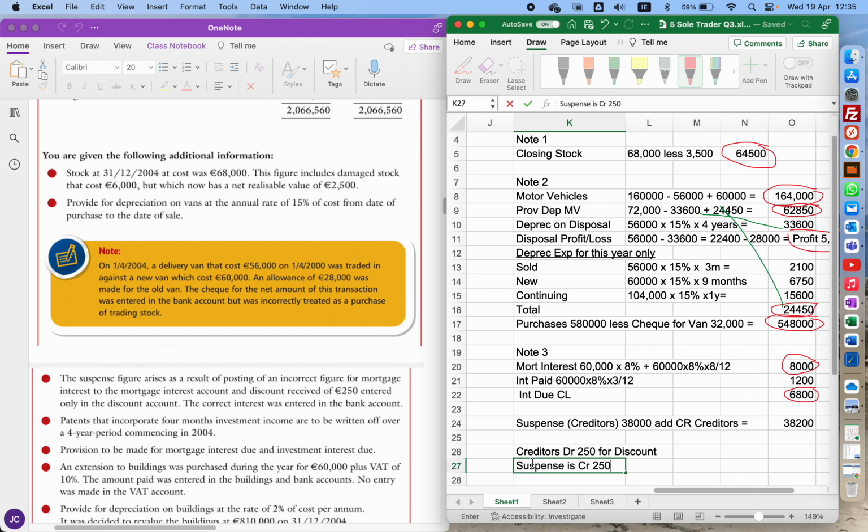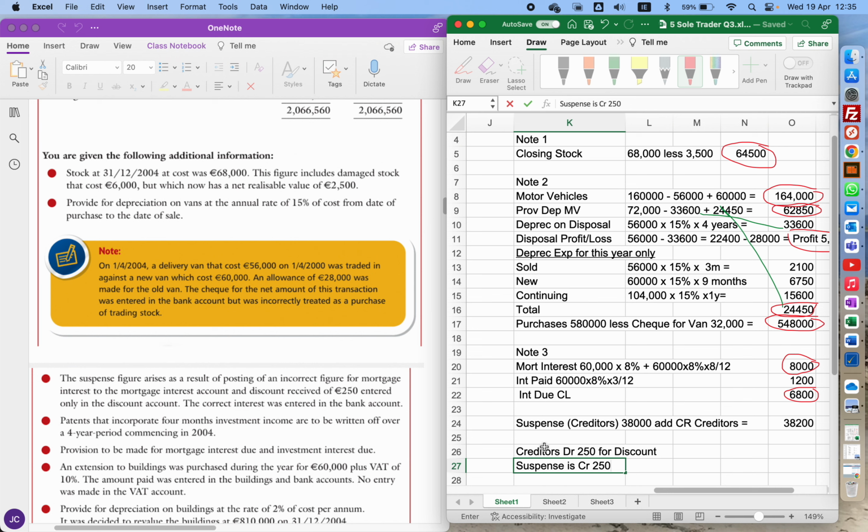The only problem with this is that creditors in this question is suspense. So what does that mean? They're actually going to cancel each other out. Can I go through it again?